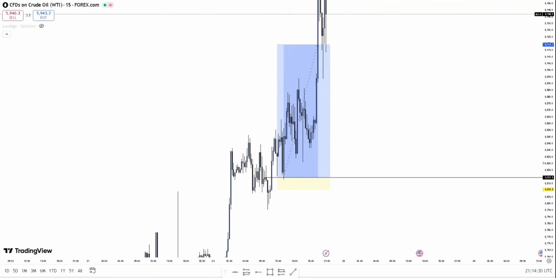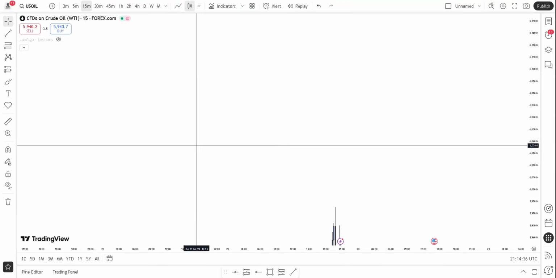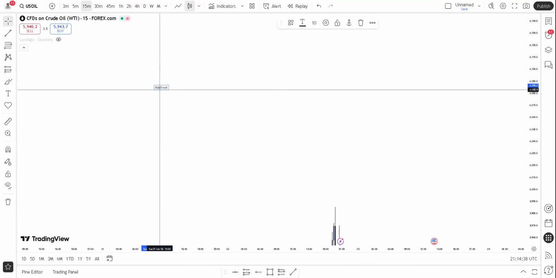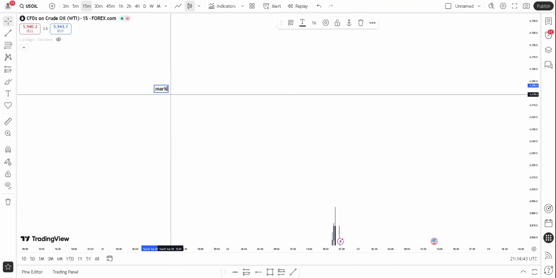Today we're focusing on what we call market structure. Simple and straightforward. Market what? Structure. Market structure. So now, what is market structure?